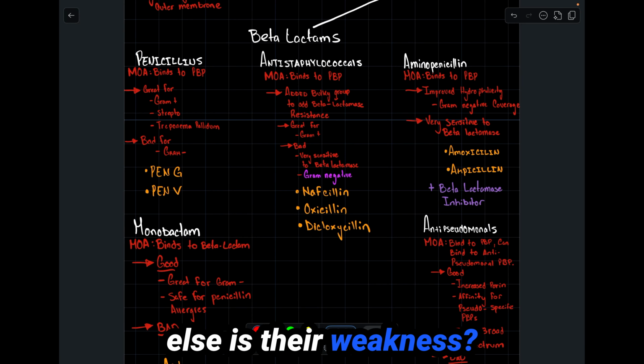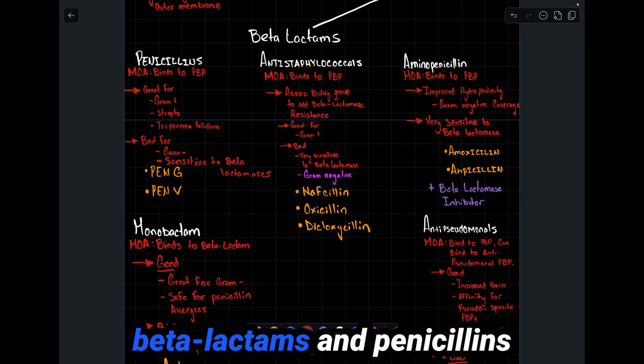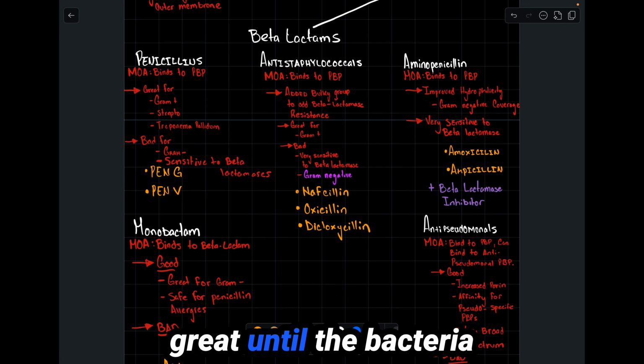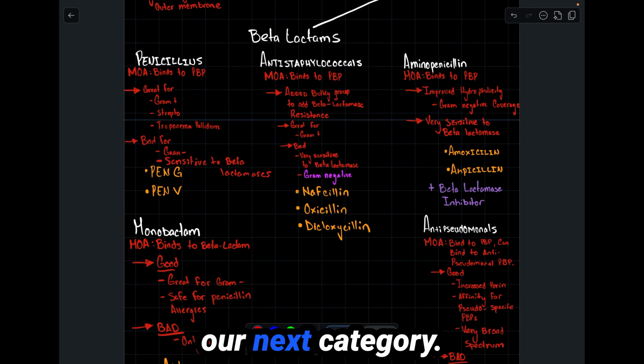And you know what else is their weakness? Beta-lactamases break down beta-lactams, and penicillins just happen to be very sensitive to those guys. Essentially, penicillin works great until the bacteria learns how to break it. So now let's go on to our next category. We have the anti-staphylococcal penicillins.